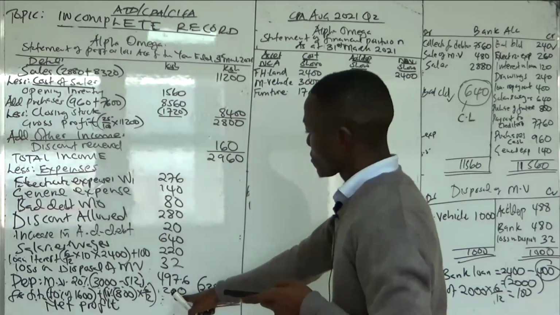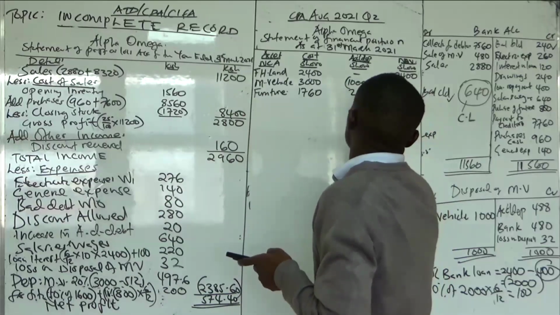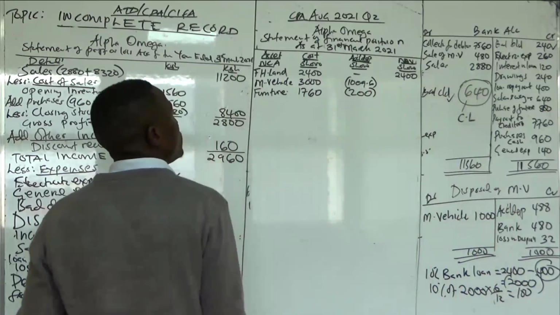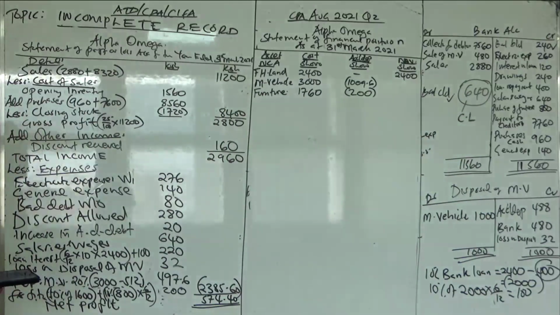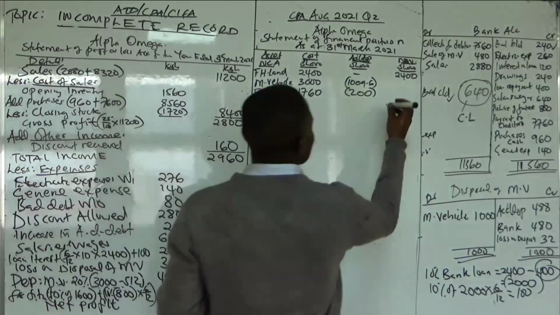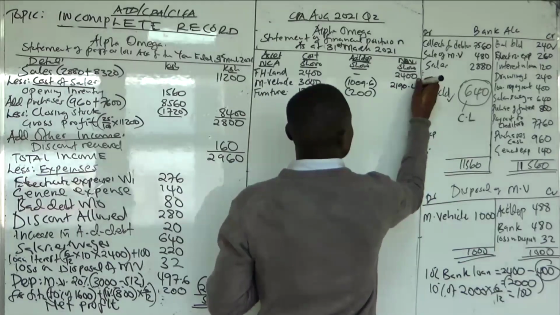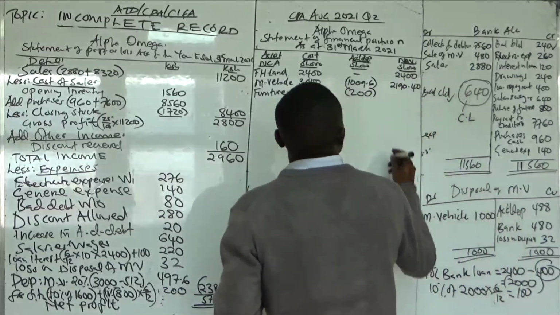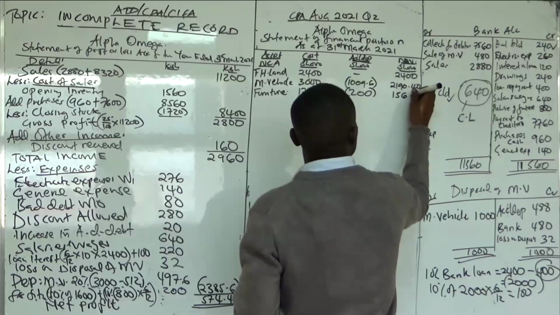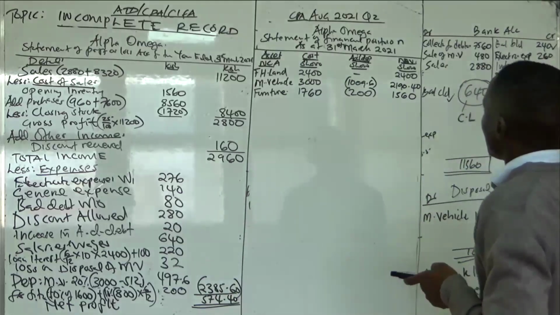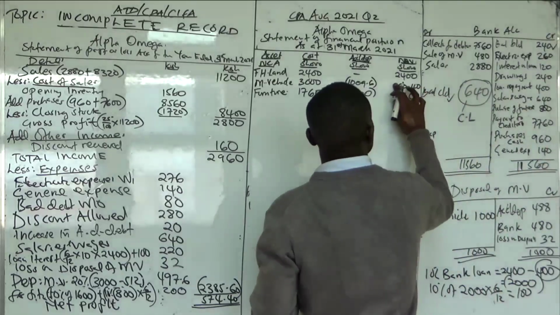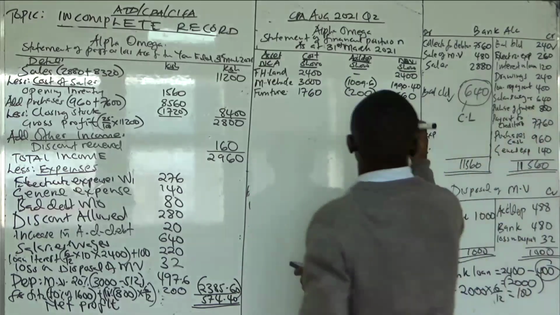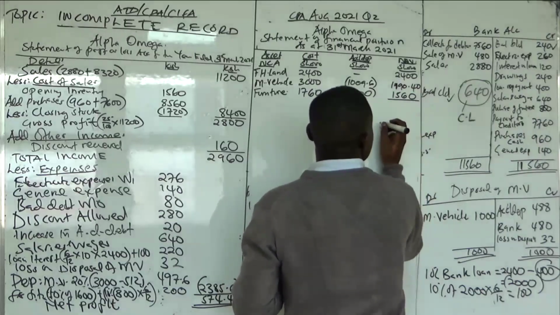Then depreciation was on a straight line basis, this one. How much is this one above? Motor vehicle is 1990.4. Add this. How much do you get?